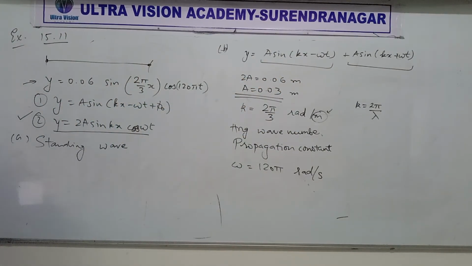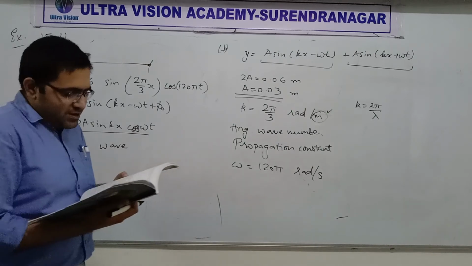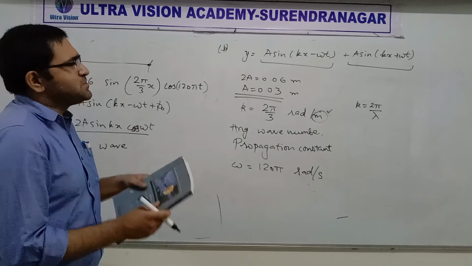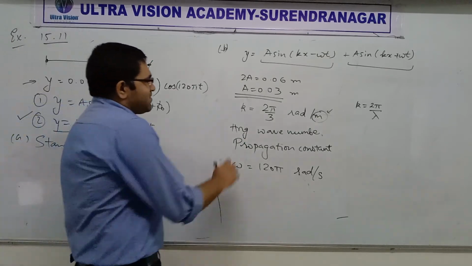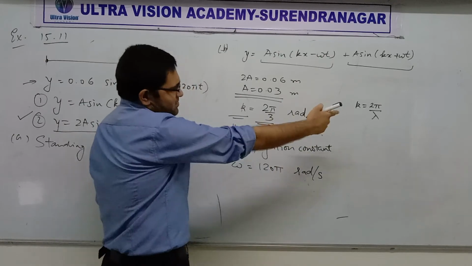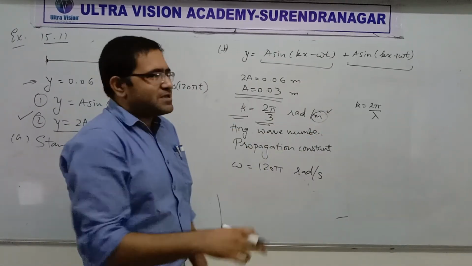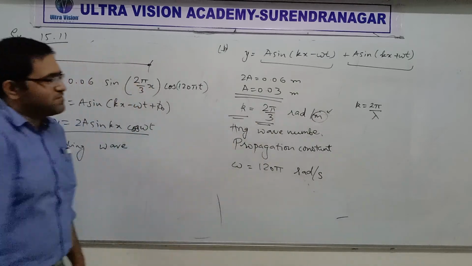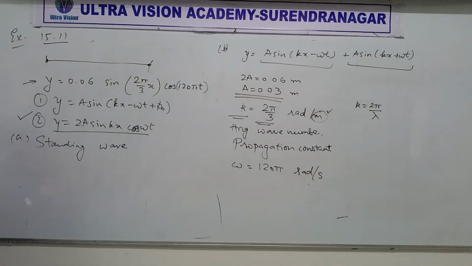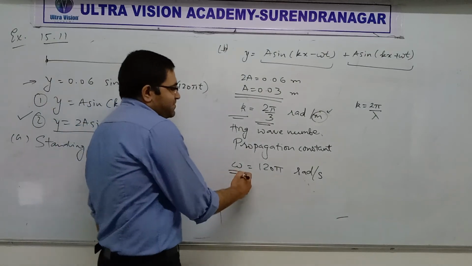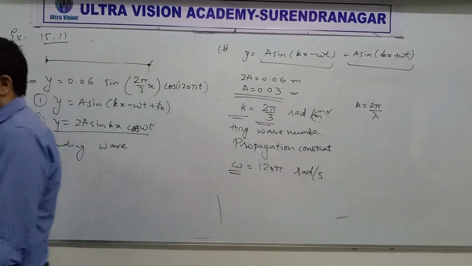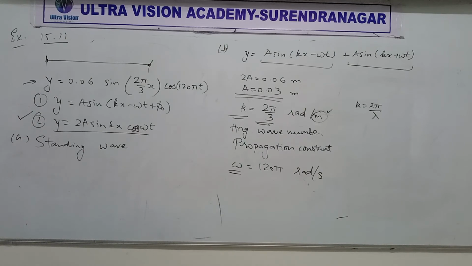Okay. Fine. Let's go on. There's something more here. It says, what is wavelength, frequency, and speed of each wave? K we know. Can you find wavelength? Yes or no? Can you find wavelength from K? All right. Then from omega, can you find frequency? What is the relation between omega and frequency?